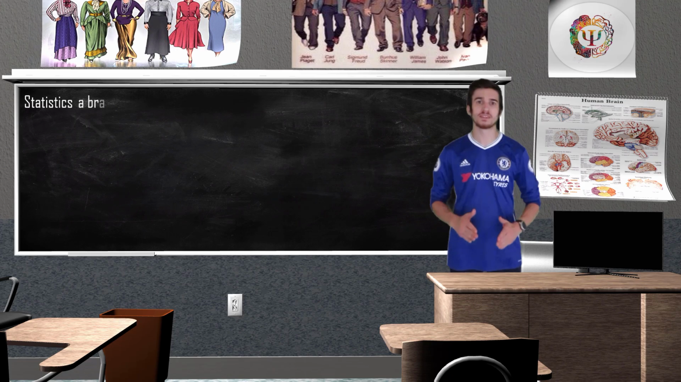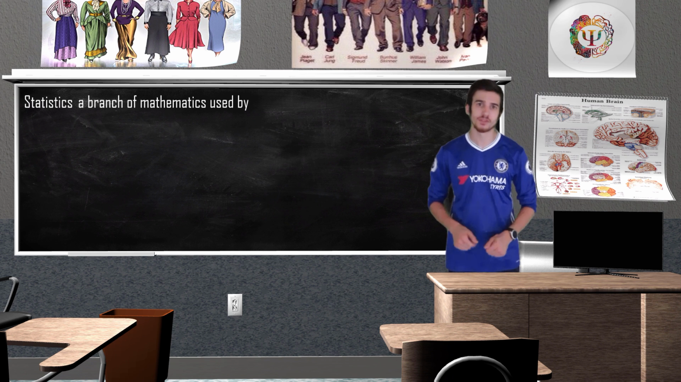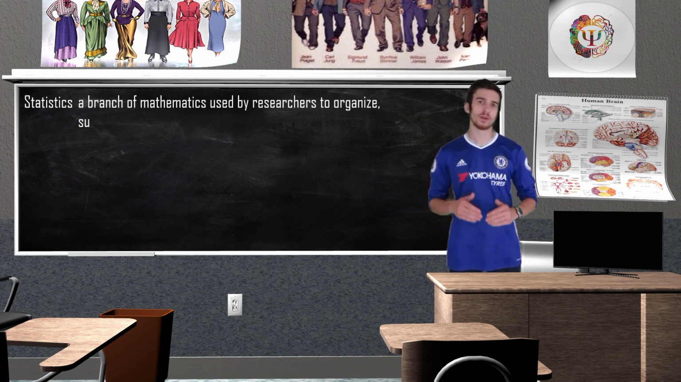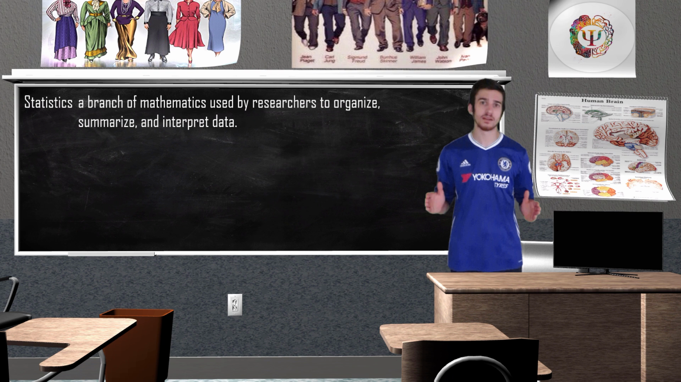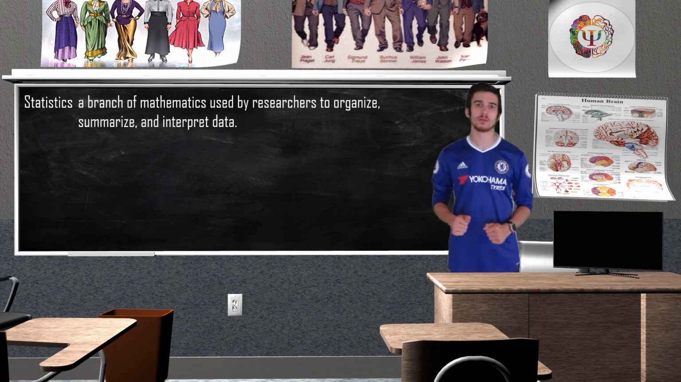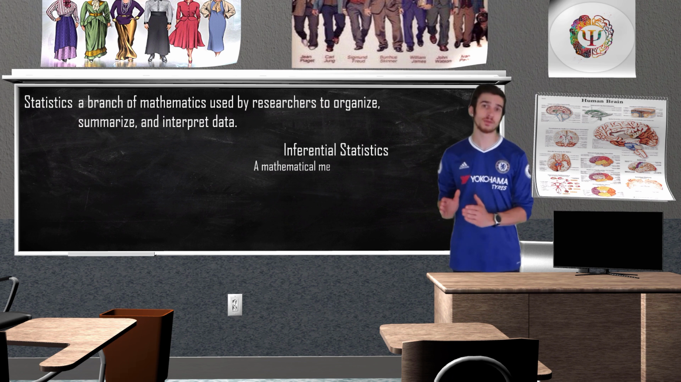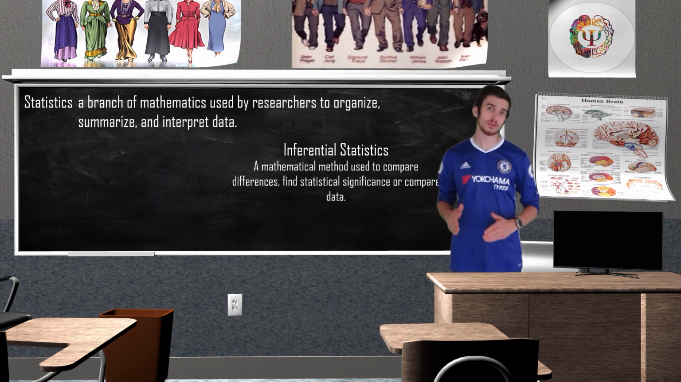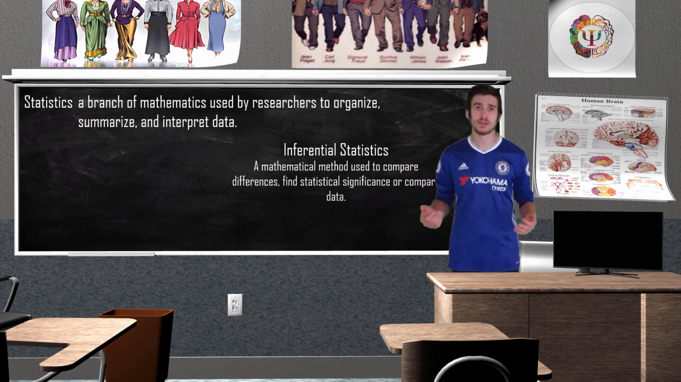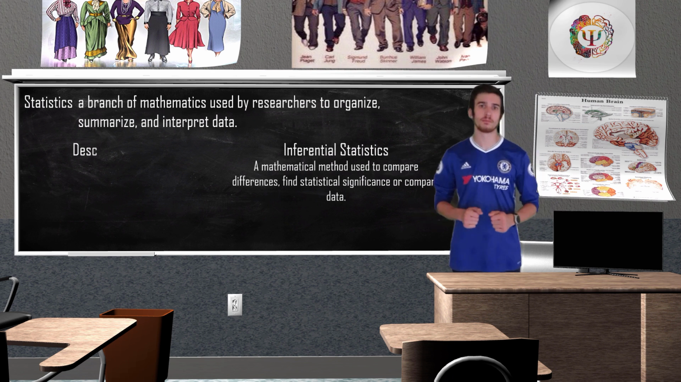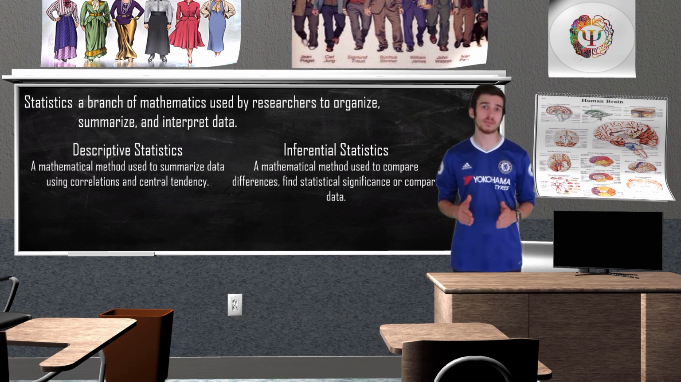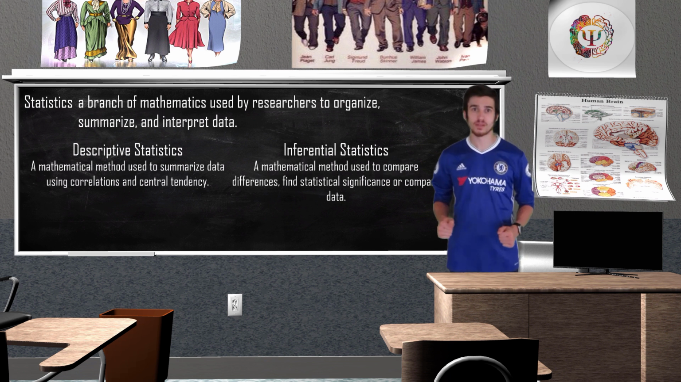Thank you so much. Statistics is just going to be a branch of mathematics that is used by researchers in order to organize, interpret, and summarize data. There are two different types of statistics that we are going to take a look at: inferential statistics and descriptive statistics. Inferential statistics are going to be used when we want to compare differences, find statistical significance, or draw conclusions, while descriptive statistics are going to be a mathematical method used to summarize data using correlations and central tendency. For now, we're just going to focus on descriptive statistics.